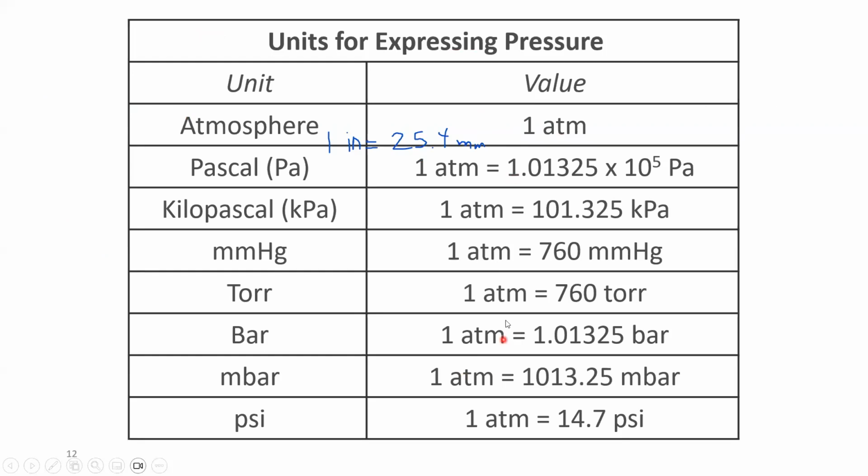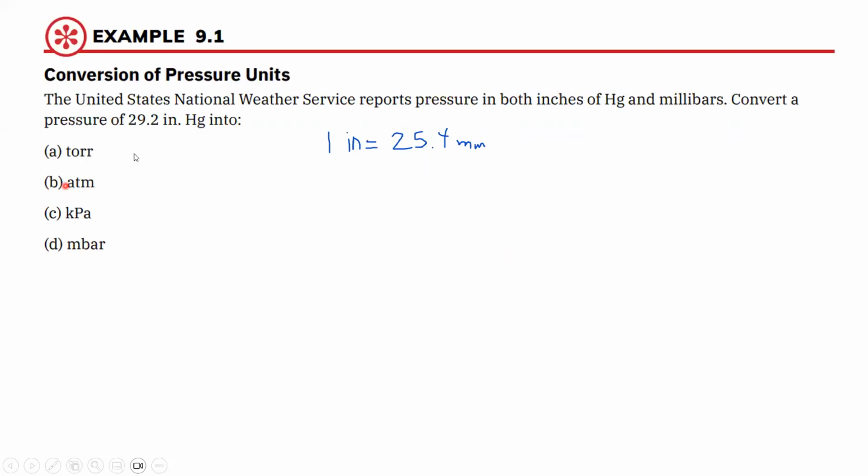All of these are related to atmosphere. So what I recommend you do is actually solve for B first. So go from inches of mercury to millimeters of mercury. And actually, remember, millimeters of mercury and torr are the same. So you really could do the first one first and then convert to atmospheres. But then we can convert from atmospheres to kilopascals, or atmospheres to millibars.